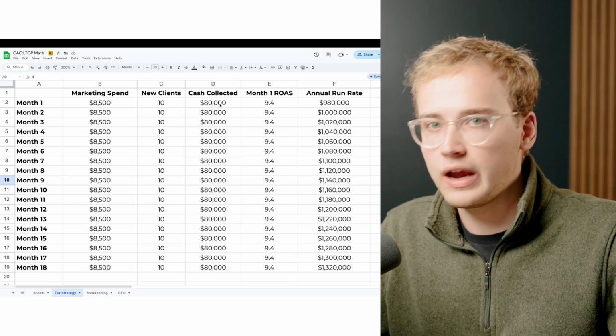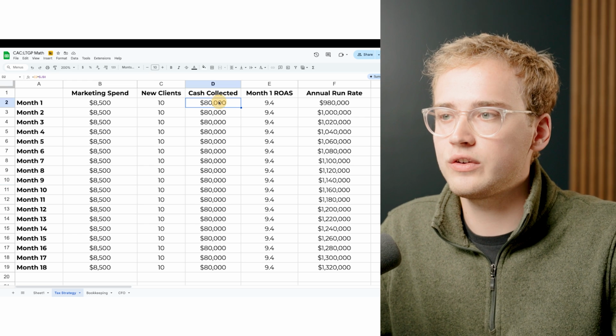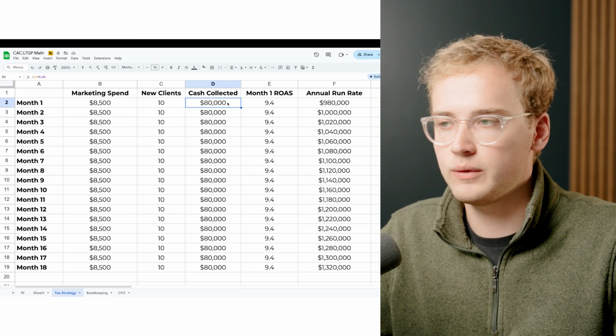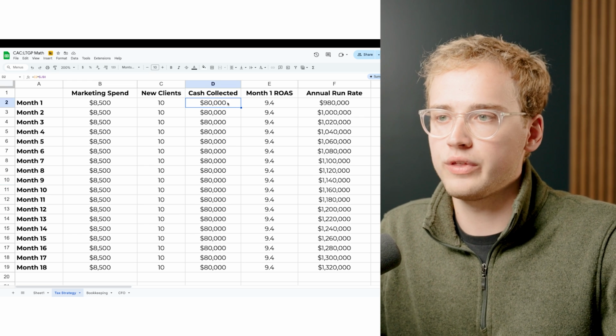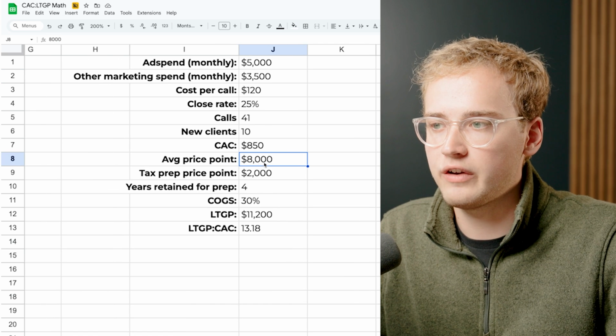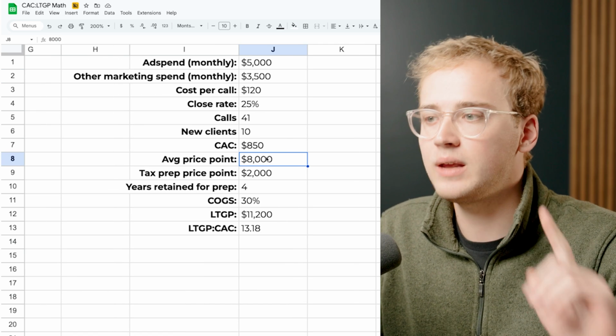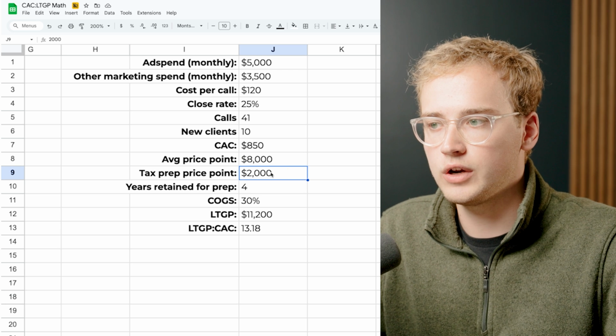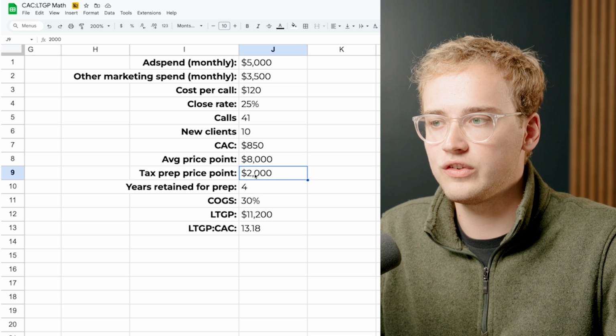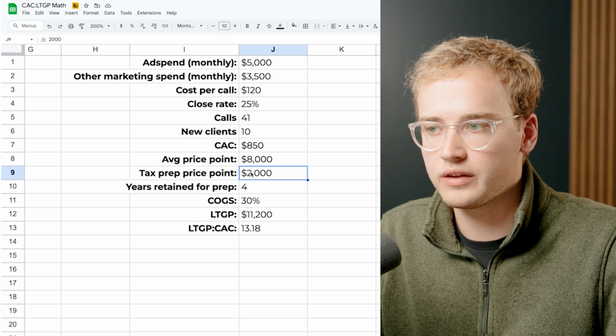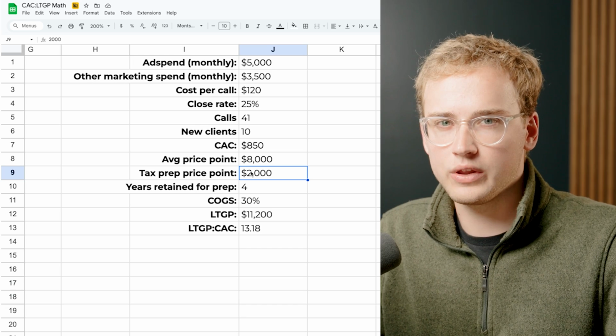Now here's the thing, with this tax strategy example, we're collecting basically all of our cash up front, right? We're getting paid in full for that $8,000 tax strategy price point, which is great. But the reality is that's a one-time payment, and then our income for the next few years is significantly lower than that. But this is kind of the play with a tax firm, right?